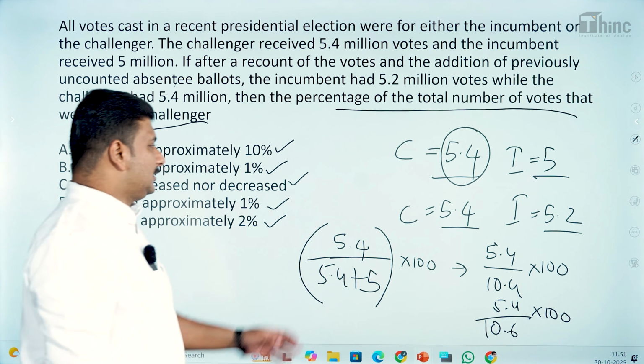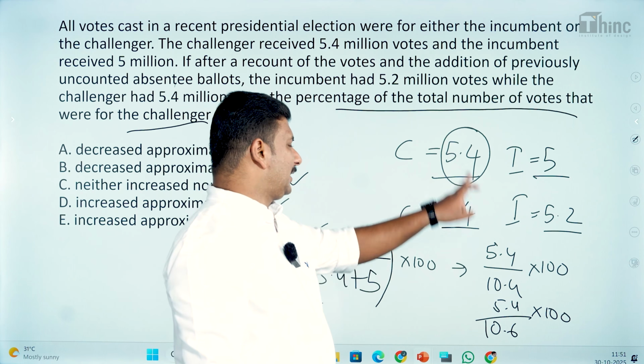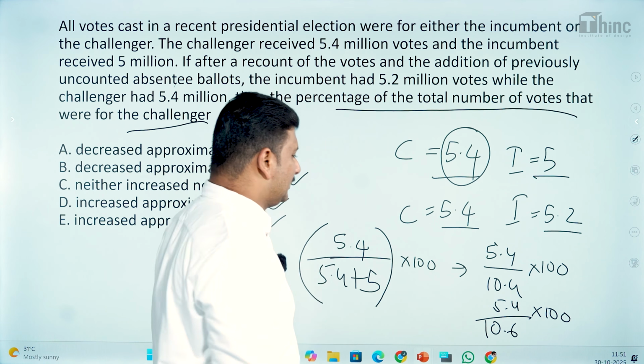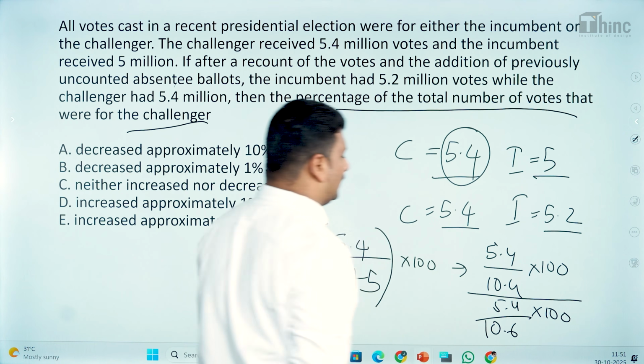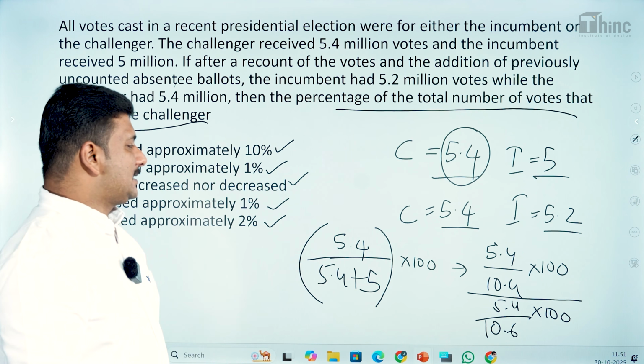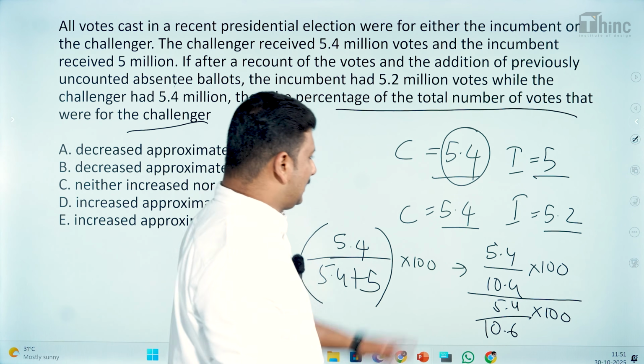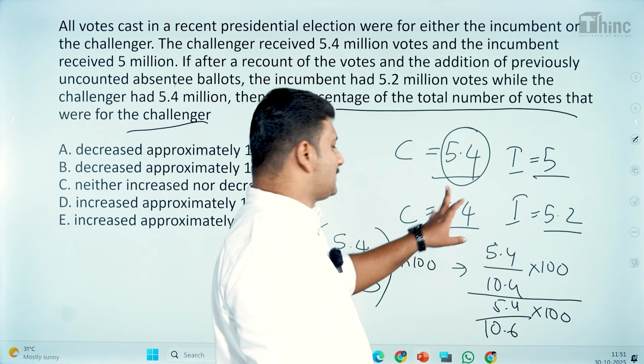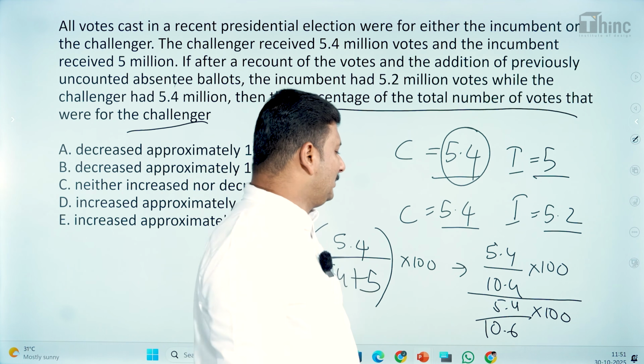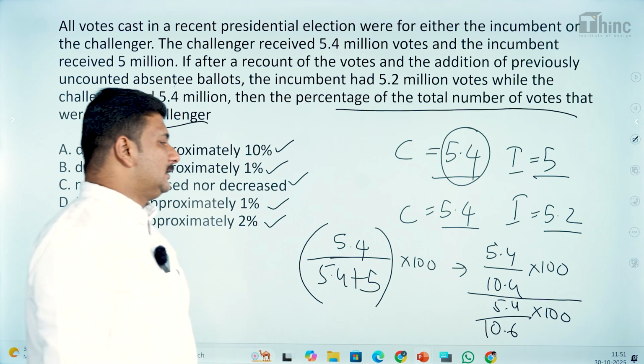So in the first count, the total votes is 10.4 and out of that, challenger received 5.4. So 5.4 by 10.4 into 100 is the percentage of the total votes for the challenger in the first count. Now after the recount, what happened? Total votes becomes 10.6. Out of that, challenger received 5.4. So it's 5.4 by 10.6 into 100.